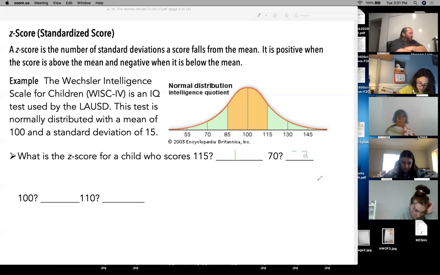If you're at 100, how many deviations are you above or beneath the mean? None. So your z-score is 0.